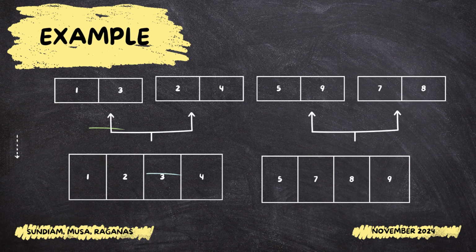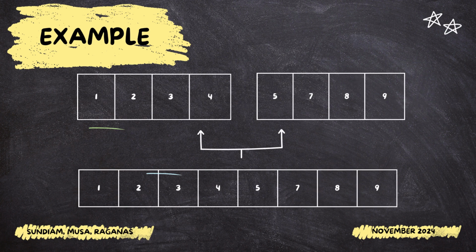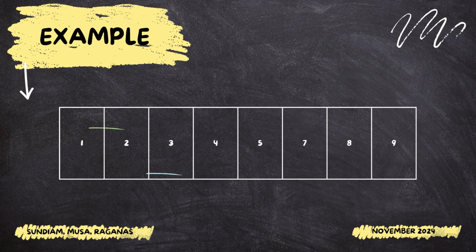The next step is to merge our smaller arrays into a larger one, inserting the items in the correct order. One more and we will have our sorted array. And that's it. This is our final array.